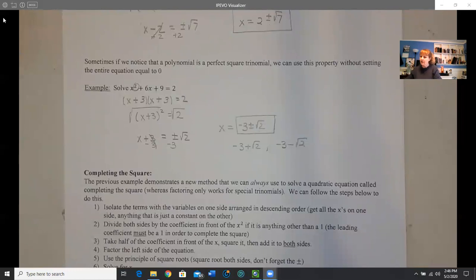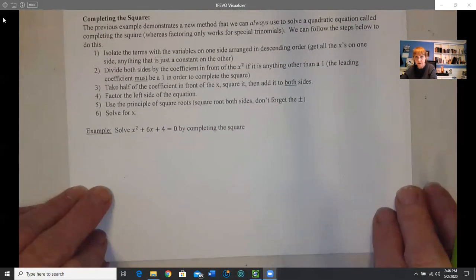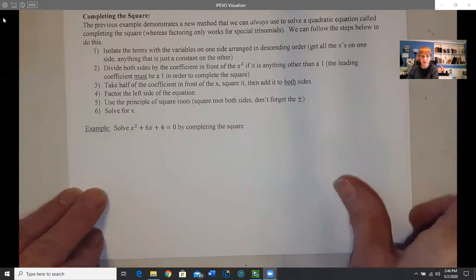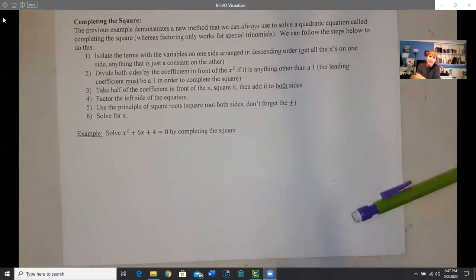Now, there are times when you'll need to complete the square. And then tomorrow we'll talk about another method other than completing the square. Now, completing the square, you say, well, there's other methods I could use, so why do I need to know how to complete the square? And in solving a quadratic equation, there are other methods that will always work.